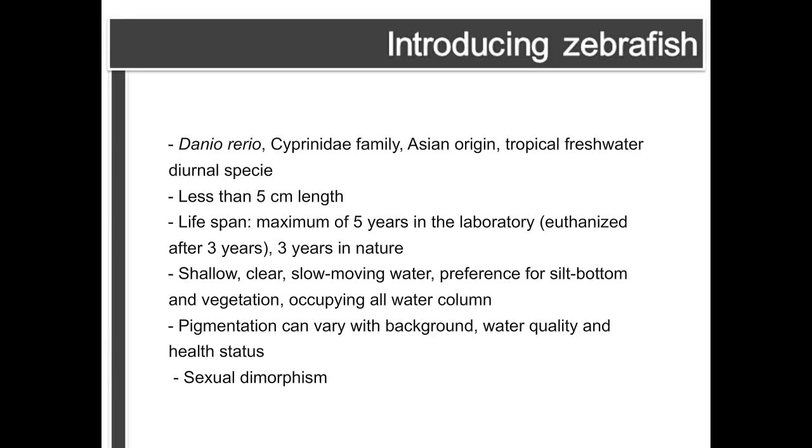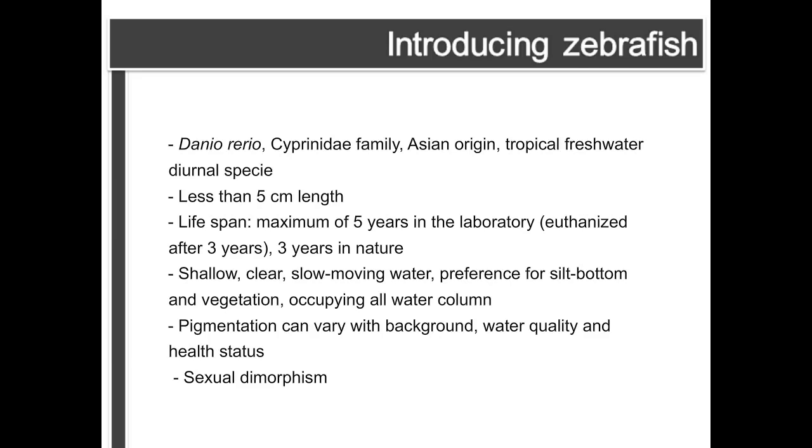Beginning with the animal model, the zebrafish is a small fish, about 5 centimeters at maximum. It has a lifespan of 5 years maximum in the laboratory, though the animal caretaker normally euthanizes it at around 3 years. In nature, it survives about 2 to 3 years. It lives in shallow waters, but usually occupies the whole water column.